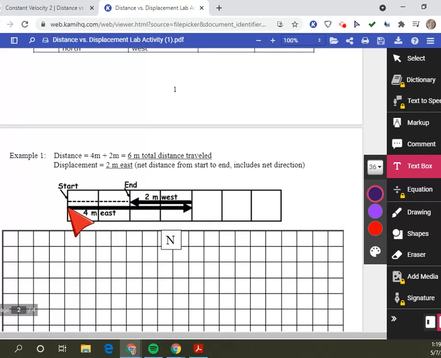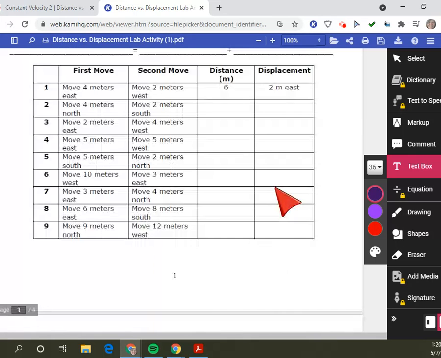If you moved 4 meters east, so 1, 2, 3, 4 meters, then you turn around and you move 2 meters west. So you're standing right here. Kind of picture yourself in this scenario. You're only 2 meters from where you started. So that's the idea for displacement, is from where you started to where you ended. But your total distance traveled was the 4 plus 2. And that's what we have up here.